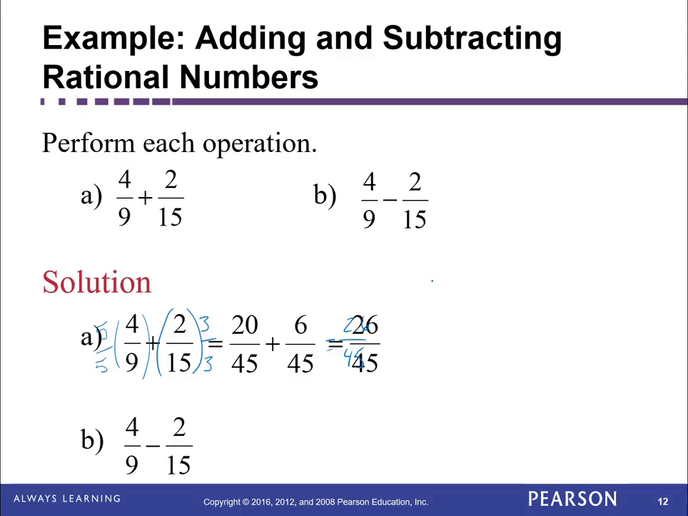Now let's try this one. Here we're doing a subtraction. Same numbers, just a subtraction. We've got 4 over 9 minus 2 over 15. We can use this same common denominator here. We can use the 45, okay? And we'll do the same thing essentially. We'll multiply the first fraction by 5 over 5 and the second fraction by 3 over 3.